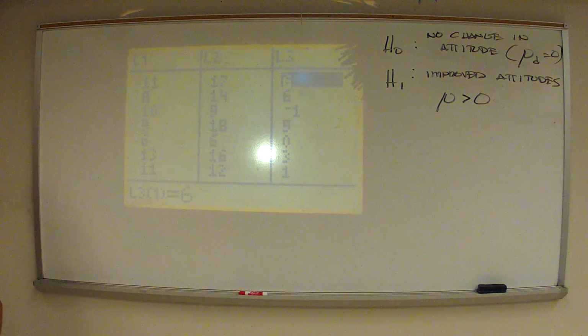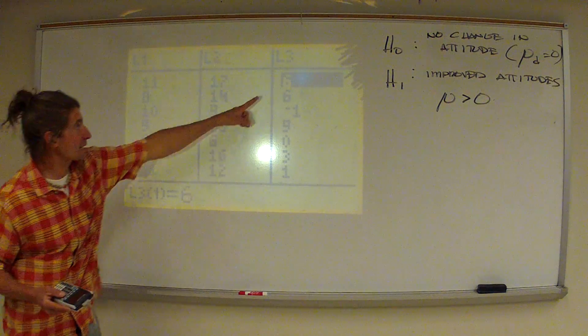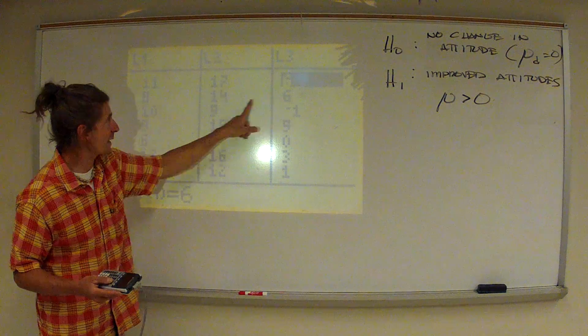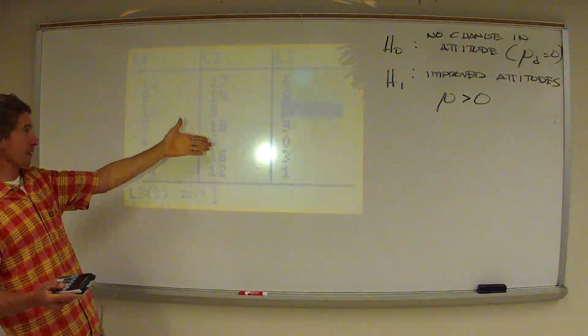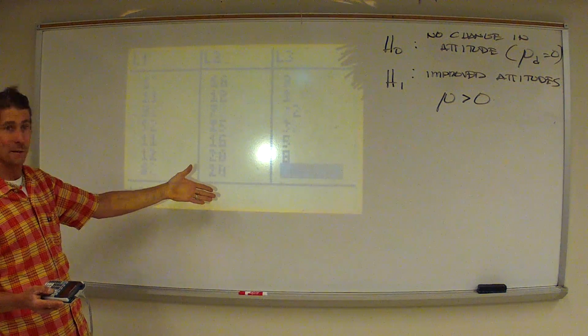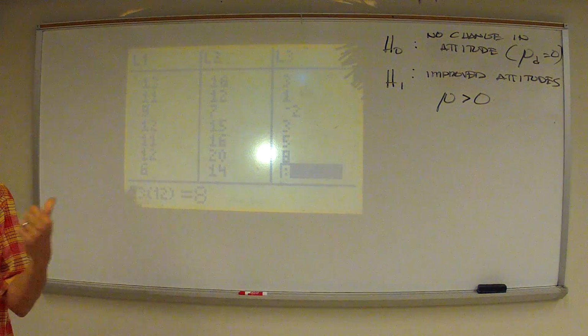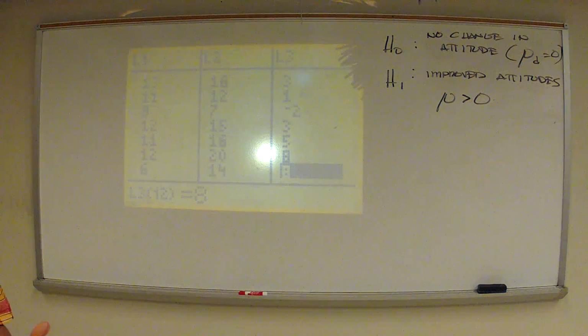And the positive ones imply an improvement. 6, 17, 6 bigger than 11. 6, 14, 6 bigger than 8. Negative 1, 9's 1 smaller than 10. Looks to me like they're mostly positive, which leads me to believe that we're gonna get a small p-value because they did improve.